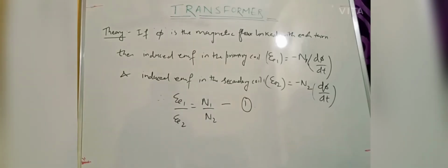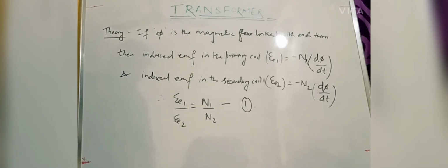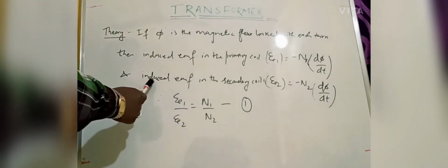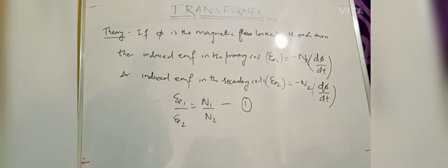Now come to the theory portion. Suppose phi is the magnetic flux linked with each turn. Then the induced EMF in the primary coil, epsilon 1, equals minus N1 d phi by dt, and the induced EMF in the secondary coil, epsilon 2, equals minus N2 d phi by dt. Dividing these two equations, the minus signs and d phi by dt cancel out, so epsilon 1 upon epsilon 2 equals N1 by N2. This is equation number 1.